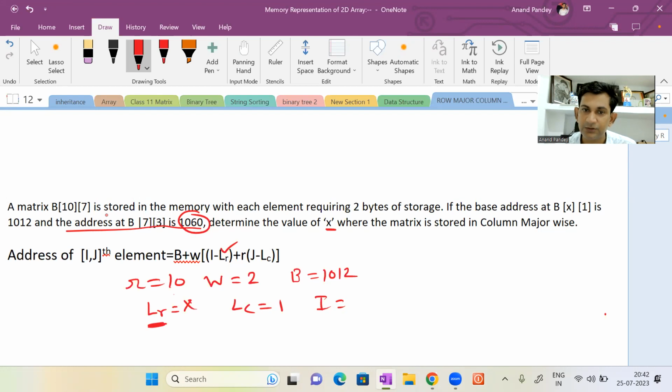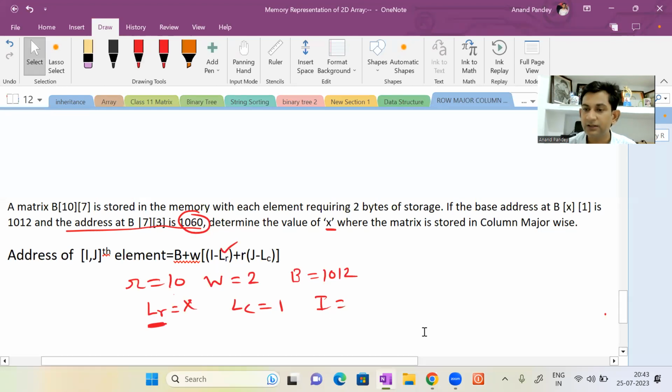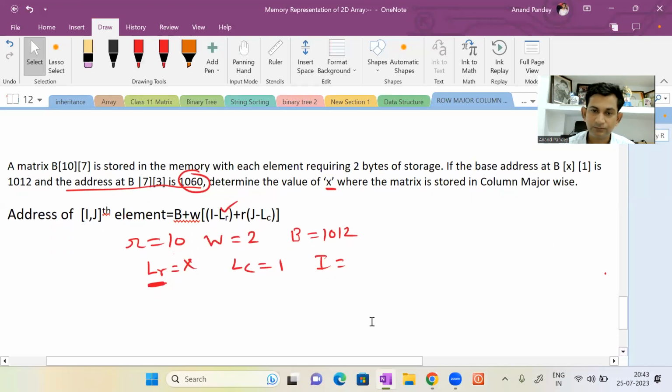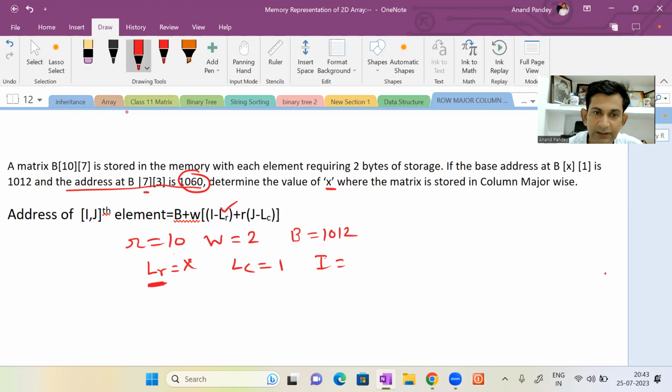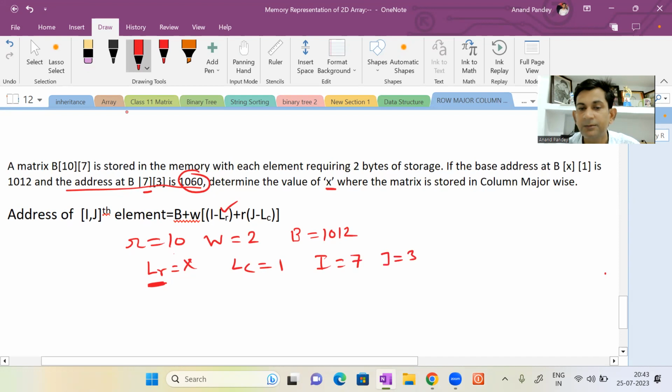This is a formula based question. Okay, so please remember this. Please try to understand it. So here, the value of i is what? For the ijth element, the value of i will be 7, and the value of j will be 3. Now put these things in the formula.